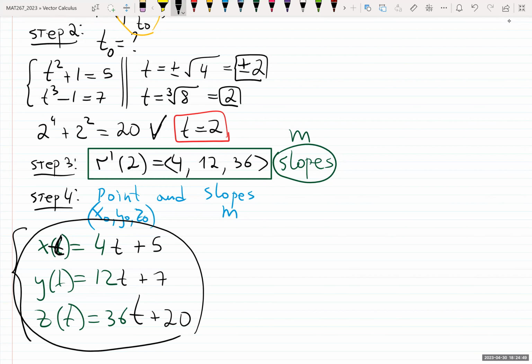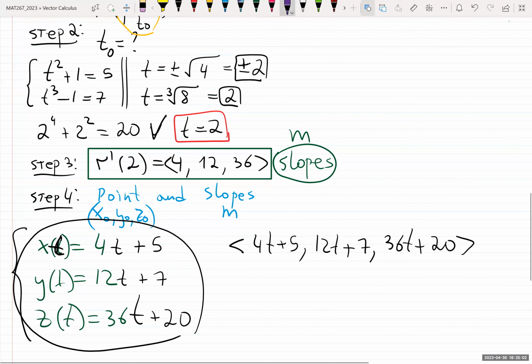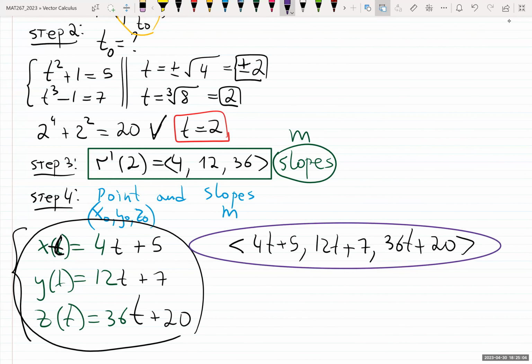And as always, you can write it down in vector form. 4t plus 5, 12t plus 7, 36t plus 20. Both are fine. So see the idea behind it, tangent. Tangent line is still the same as in calculus 1. Slopes are found from differentiating and plugging in the point, and plus b, and that was the point given.